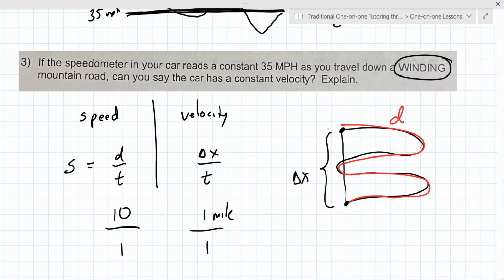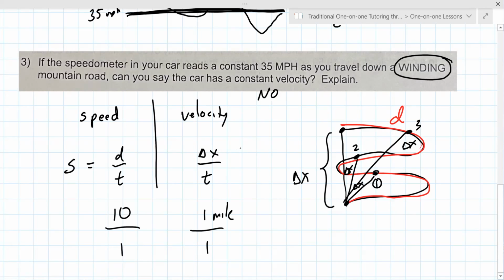Does that make sense? Yeah. So the answer here is no. It's not constant velocity, because the change in position, depending on where you're out on the road, it's very different. Like if you're at point one, that's your delta x. But if you're at point two, that's your delta x. If you're at point three, that's your delta x.